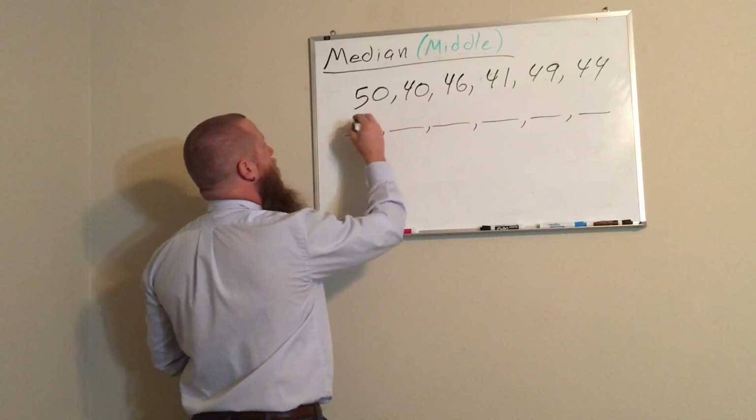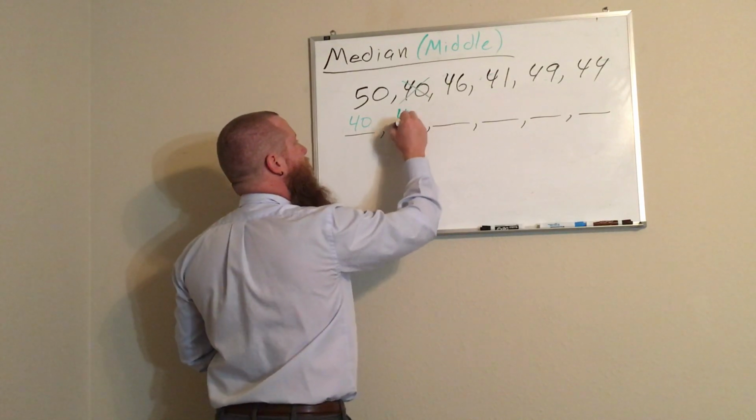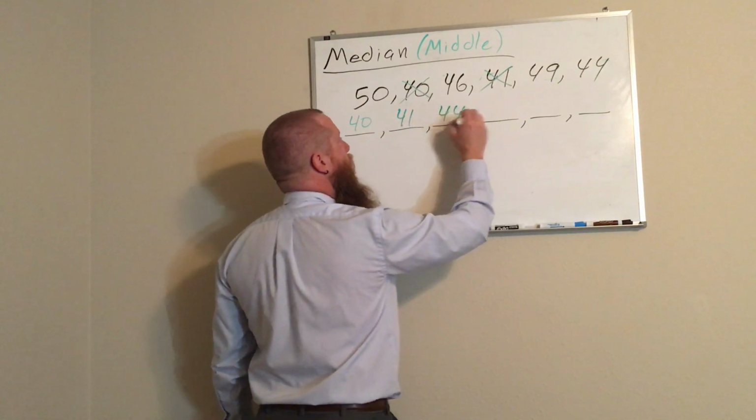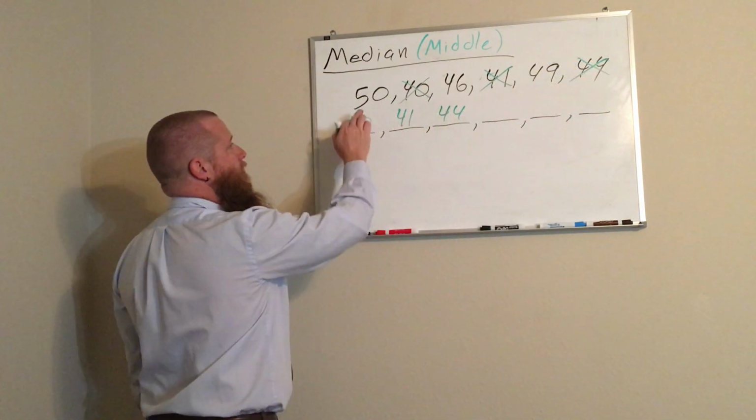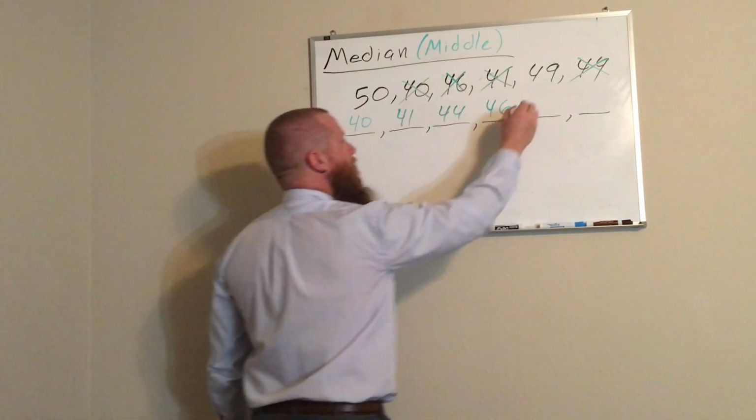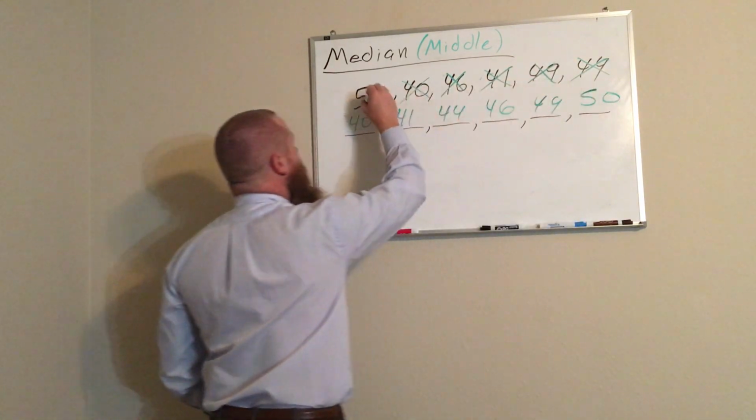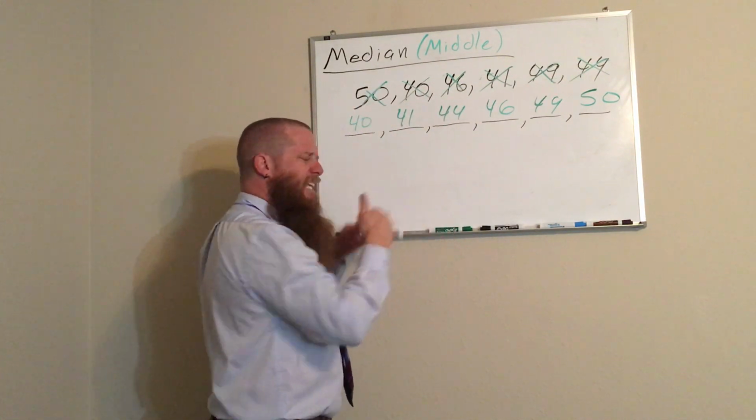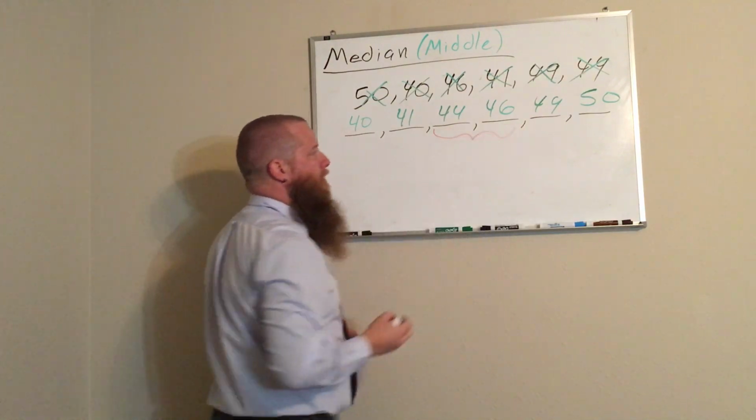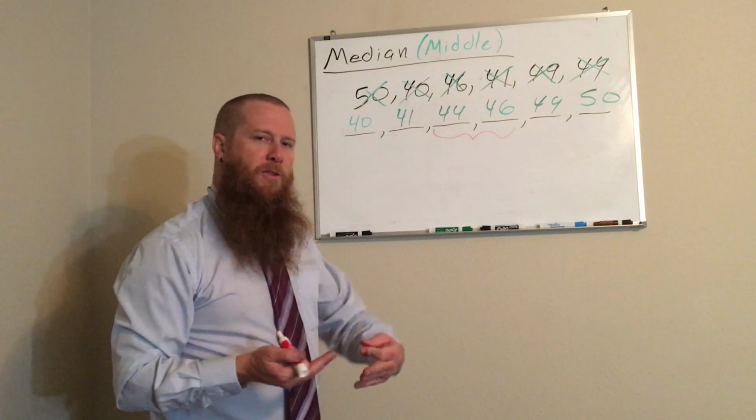So the smallest is a 40. Cross it out. Next is 41. Cross it out. Followed by 44, cross it out, followed by 46, cross it out, 49, cross it out, and 50, cross it out. When we have an even number of terms, the problem is that the middle now has 2 values. So we calculate this by taking those 2 values and we calculate what's called the mean.